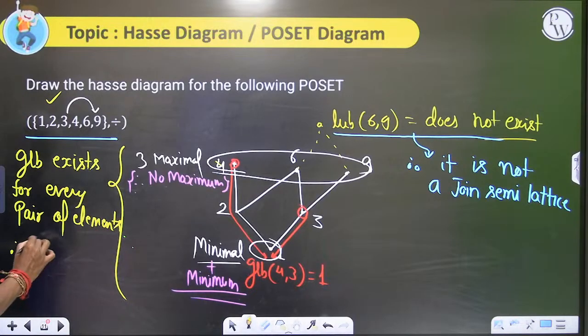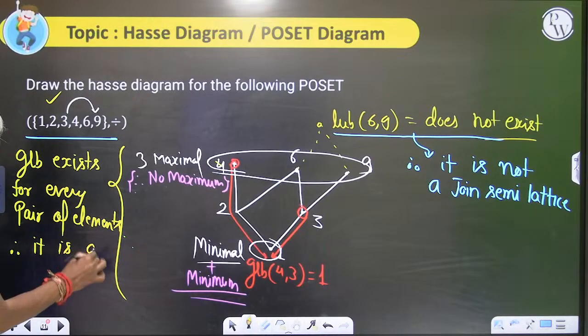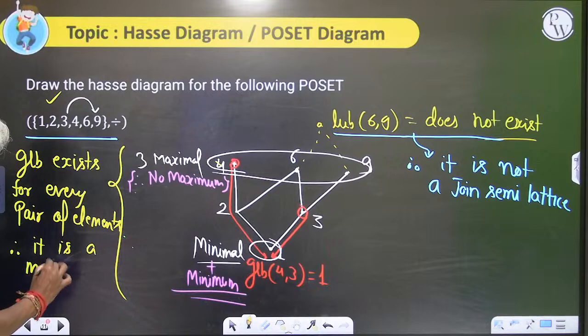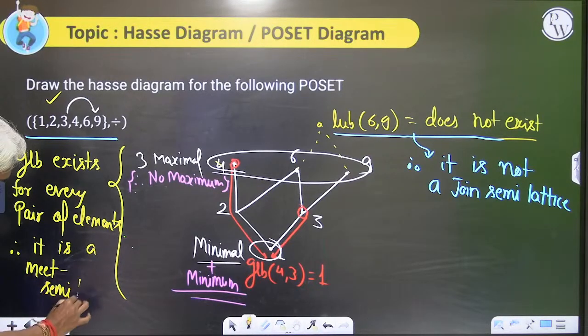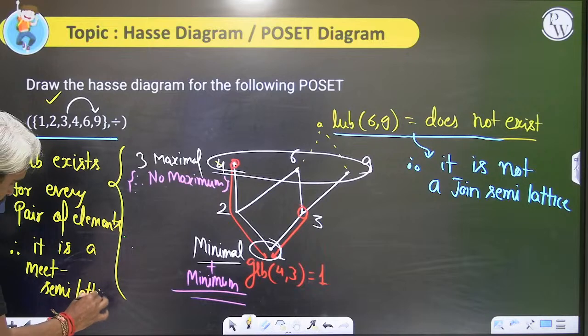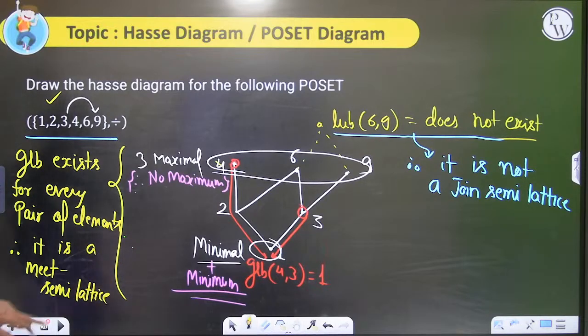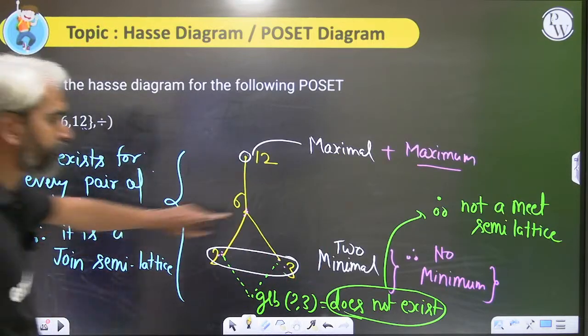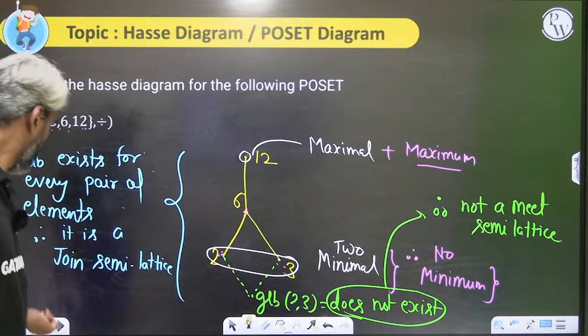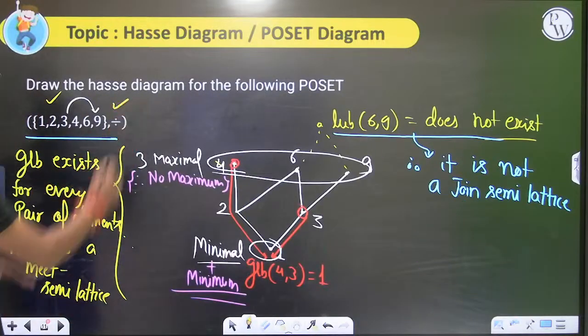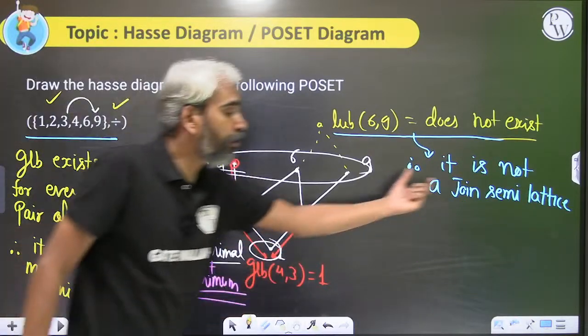Therefore, it is a meet semi-lattice. So the previous one is a join semi-lattice but not a meet semi-lattice. This particular poset is a meet semi-lattice but not a join semi-lattice.